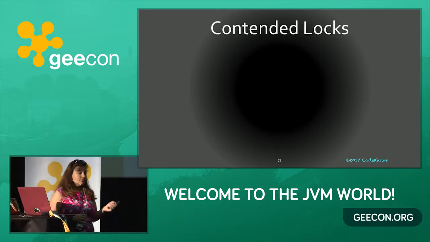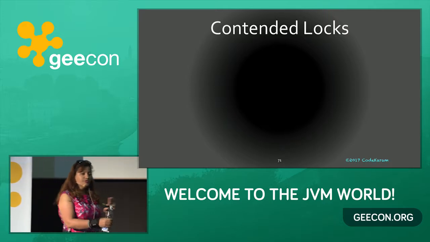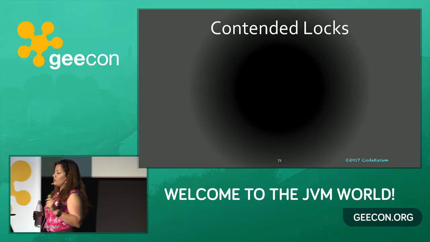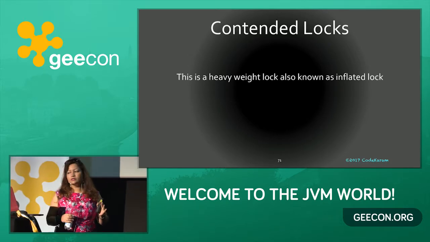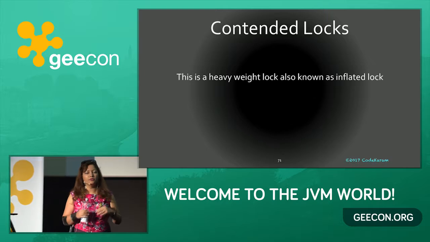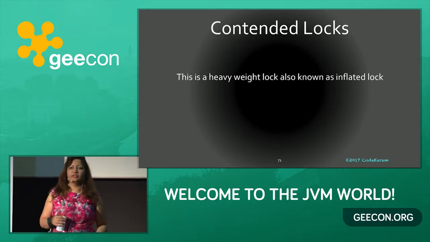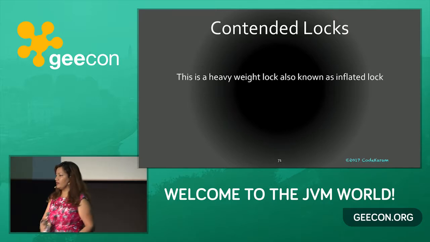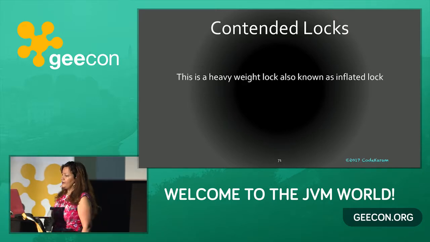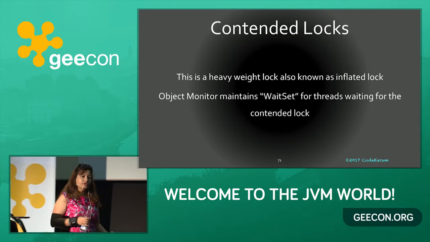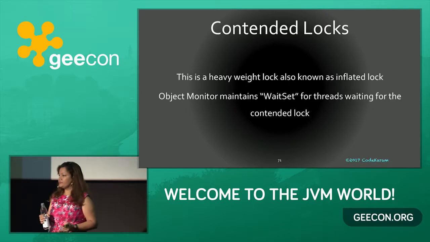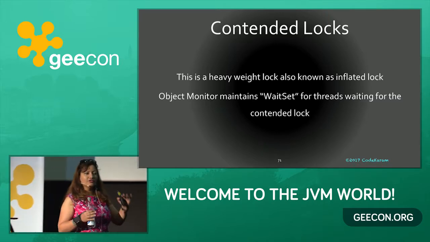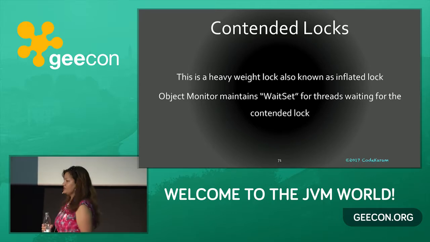So what do we mean by contended locks? So now we know what contention is. Now let's say what we mean by contended locks. So contended locks are like heavyweight locks. They're also known as inflated locks. People who have worked with the operating system already know these terms. Basically, these are not thin locks. They are called fat locks or inflated locks or heavyweight locks. So your object monitor, the Java object monitor, maintains a wait set. Because it's waiting for contention, those threads will have to go and sit in the wait set.